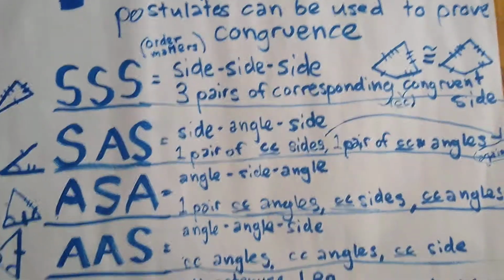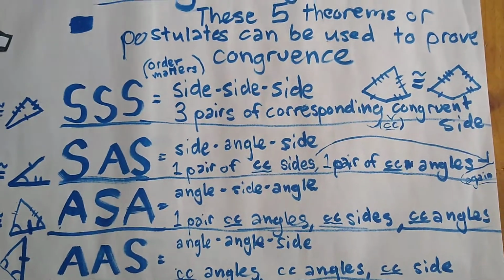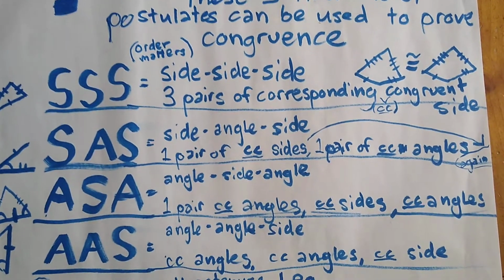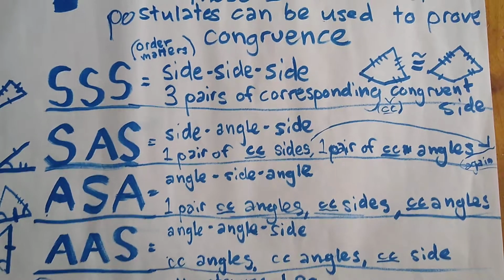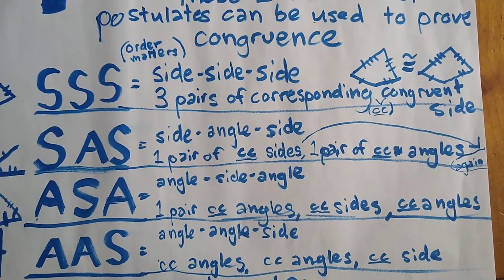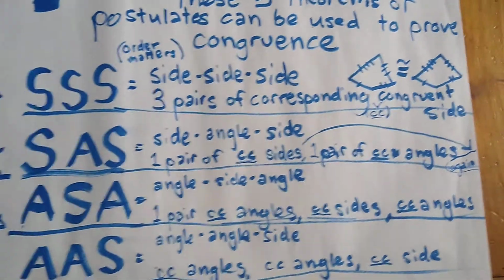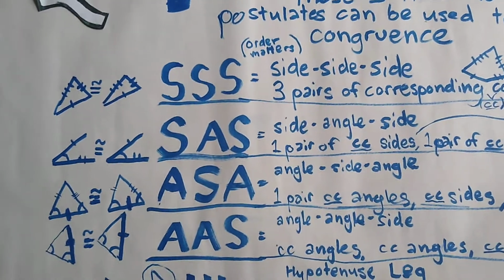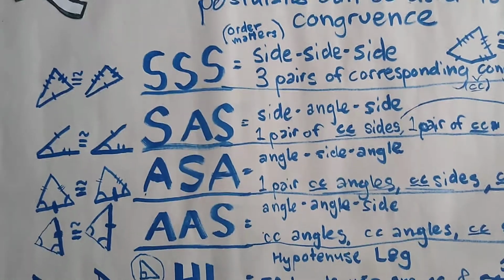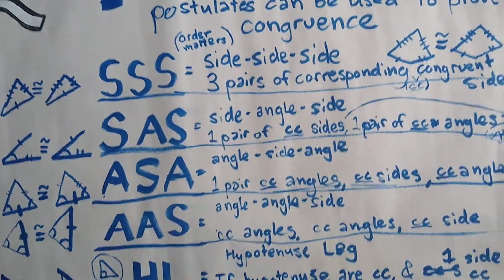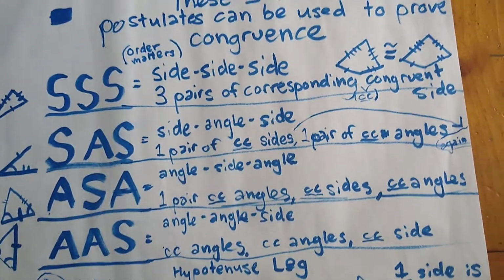And then SAS, which is side angle side, requires a pair of corresponding congruent sides, then corresponding congruent angles, then another set of corresponding congruent sides. Angle side angle, or ASA, requires a pair of corresponding congruent angles, then corresponding congruent sides, and then corresponding congruent angles again.